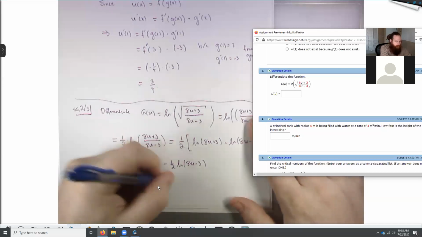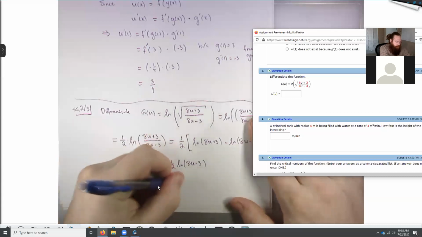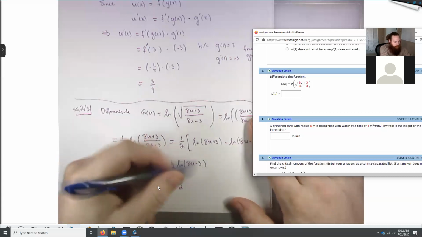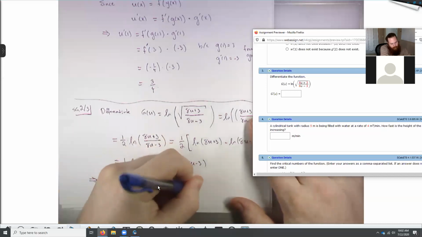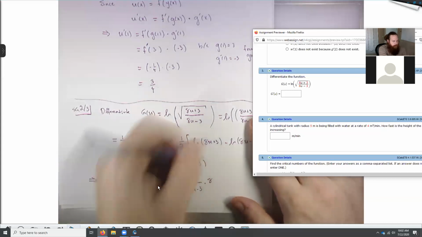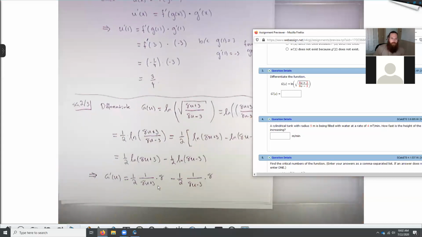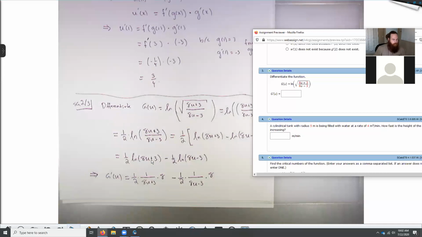And then I've got this minus is this minus. The 1/2 will come along for the ride. And the derivative of the ln of 8u minus 3 is 1 over 8u minus 3 times the derivative of 8u minus 3, which is 8. So remember, to differentiate a natural log statement, always you have 1 over the inside times the derivative of the inside. Now the 1/2s and the 8s talk to each other because everybody here is being multiplied.